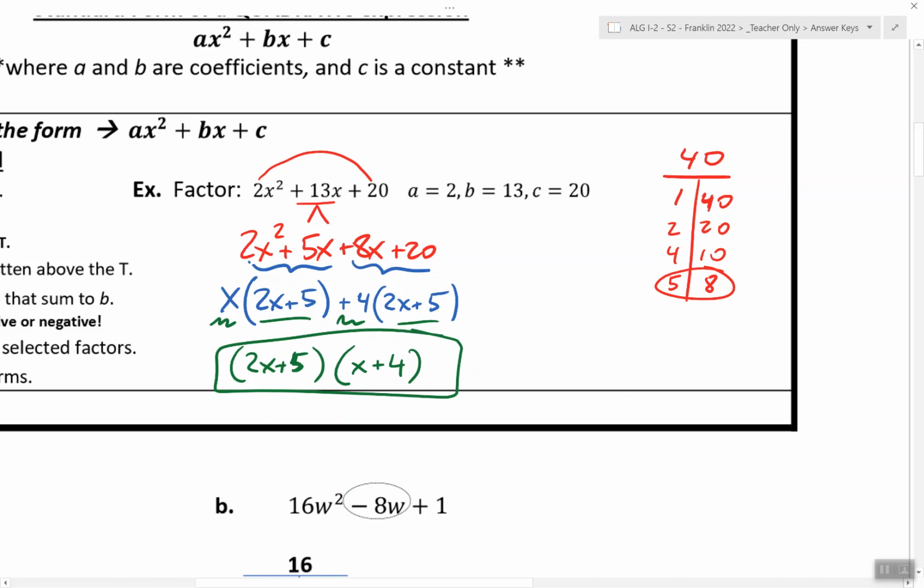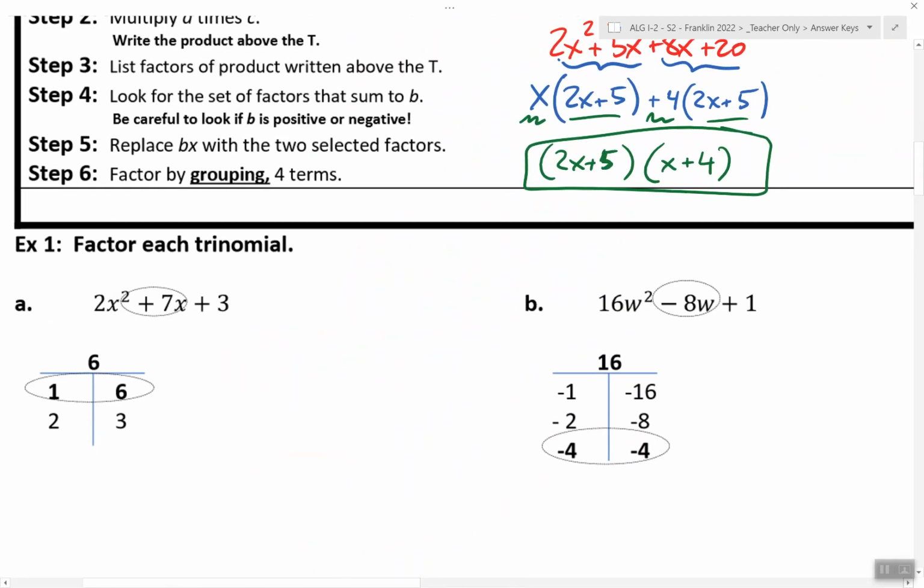So that is the process. It is mostly the same as the work we did with grouping, we've only added a first step of splitting the middle term and undoing the distributive property in order to get us to a point where we can actually factor by grouping.